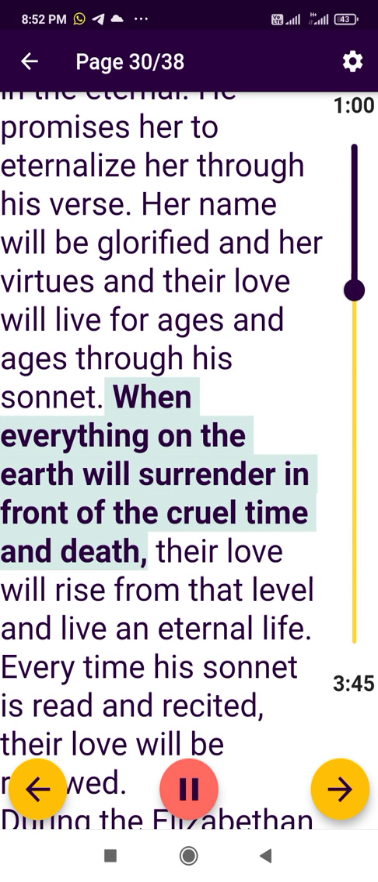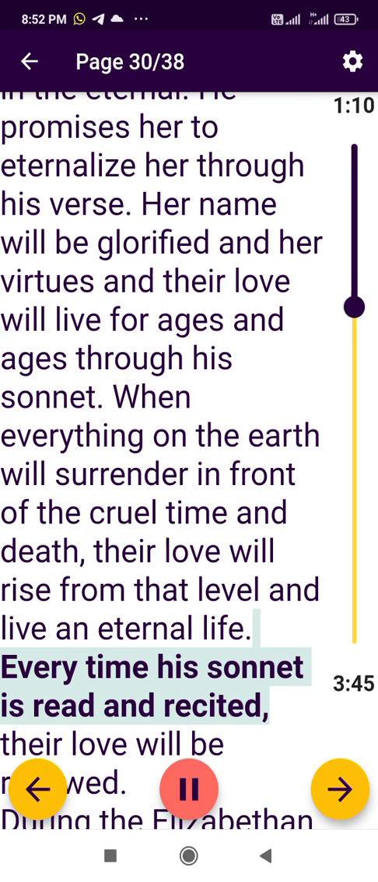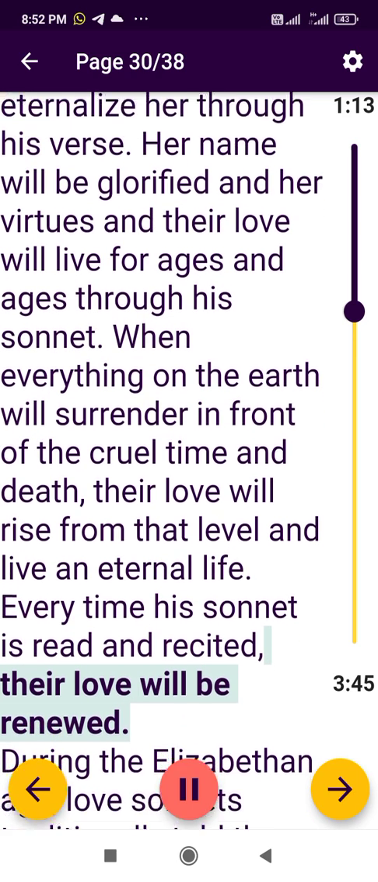When everything on the earth will surrender in front of the cruel time and death, their love will rise from that level and live an eternal life. Every time his sonnet is read and recited, their love will be renewed.